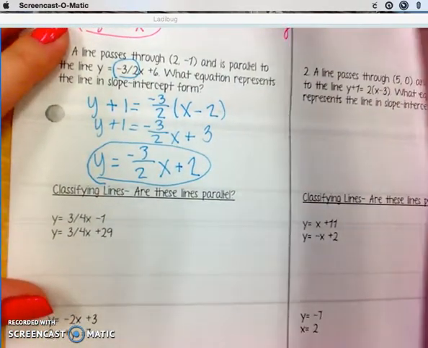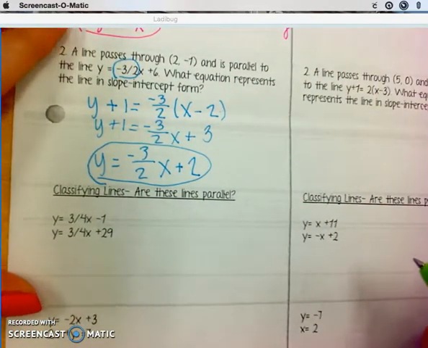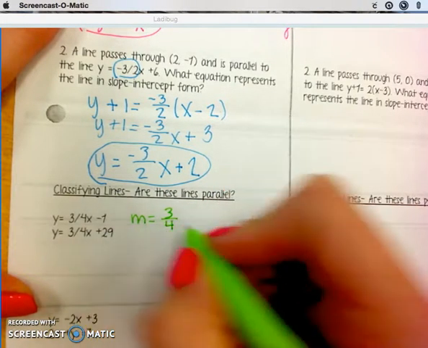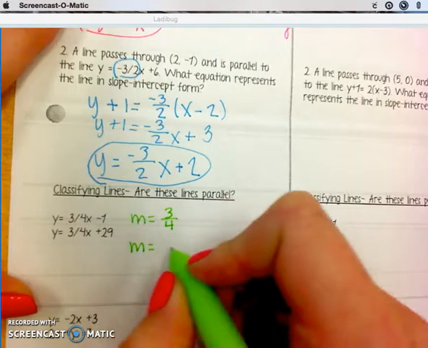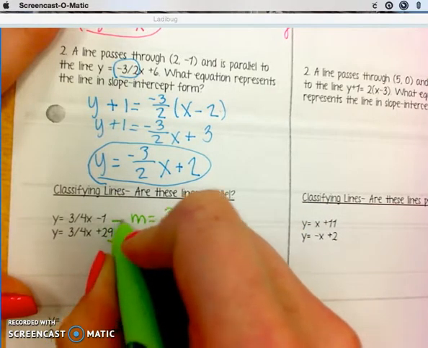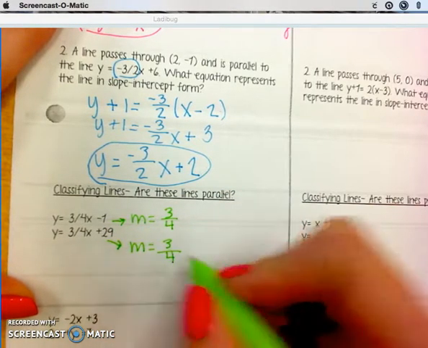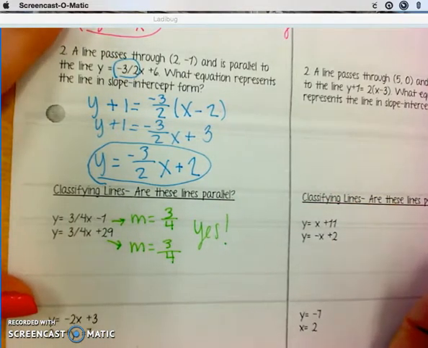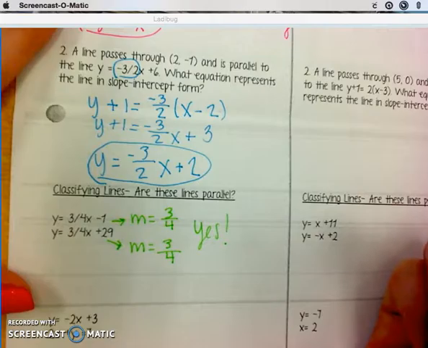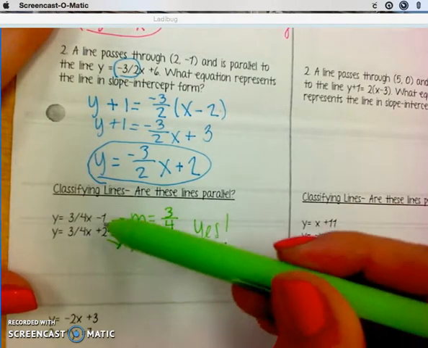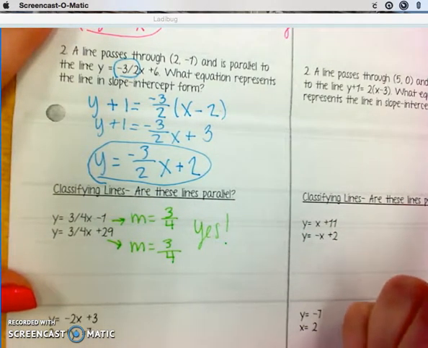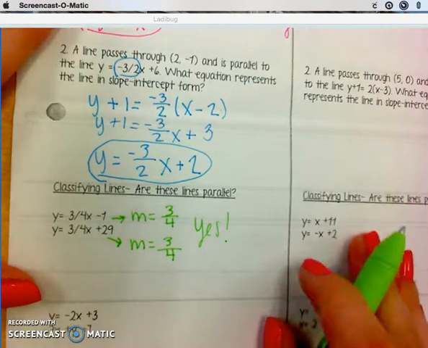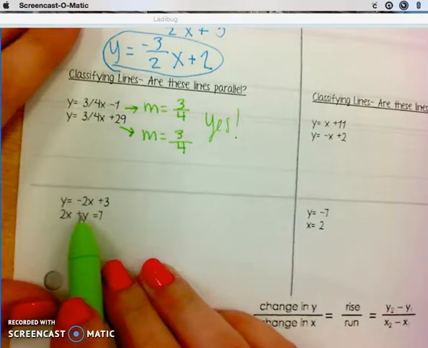Now, if we're classifying lines, determining whether they are parallel, what is the slope of the first equation? 3/4. What is the slope of the second equation? 3/4. So yes, they are parallel lines because they have the same slope. If they had the same slope and the same intercept, it would be the same line, so they would not be parallel, it would be just one line.